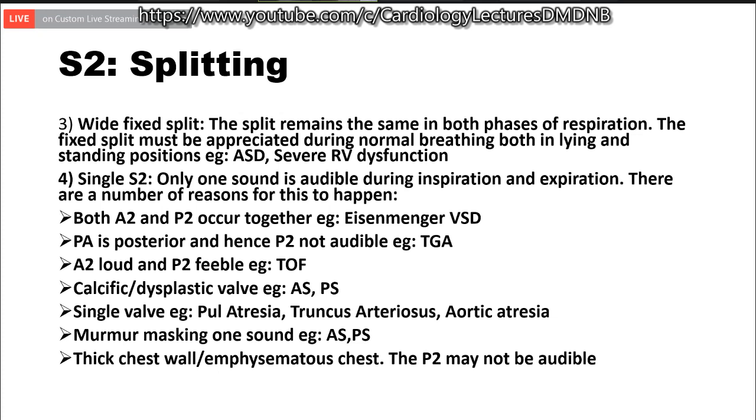For example, when you hear the second heart sound in aortic stenosis, then you may be hearing the delayed closure of the aortic valve. In a patient with pulmonary stenosis, you may be hearing the delayed closure of the pulmonary valve. Thick chest wall, emphysematous chest, the P2 may not be audible at all. And what you may be hearing is only the second heart sound, which is due to the aortic component. So for a single second heart sound, there are many mechanisms, and you should remember all these mechanisms and many conditions where the second heart sound can be single.